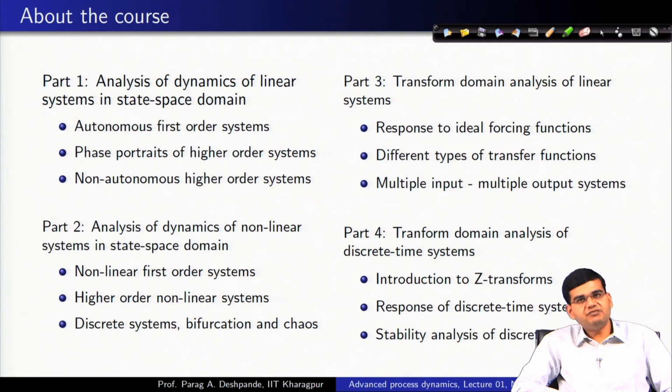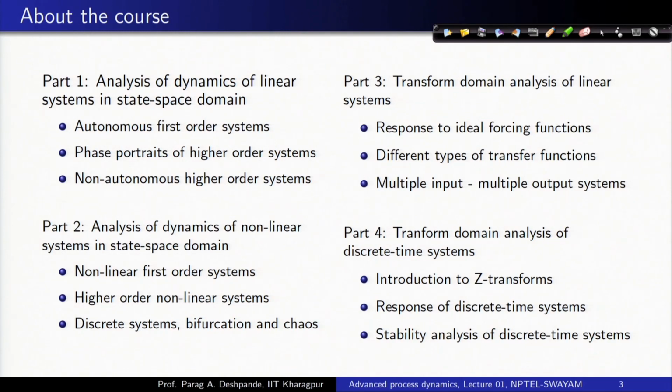Further, especially with the introduction of computers for control of processes, several processes are no more in continuous domain, but they take place in discrete domain. So, we will also analyze how to do the analysis of process dynamics in discrete domain. So, these are the 4 different parts of the course that we would be covering in the next 12 weeks.